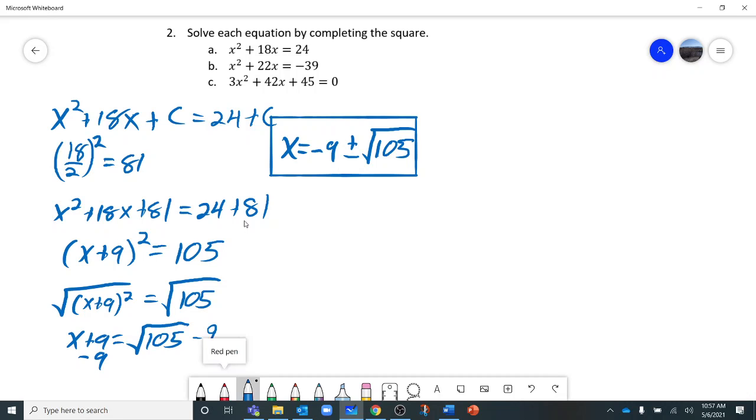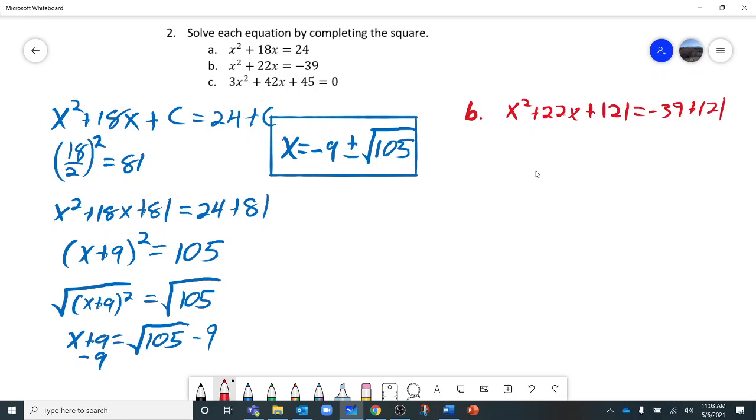All right, B. X squared plus 22x plus 22 divided by 2 is 11. 11 squared is 121. So 121 minus 39 gives me 82. All right, so 121 minus 39 is 82.